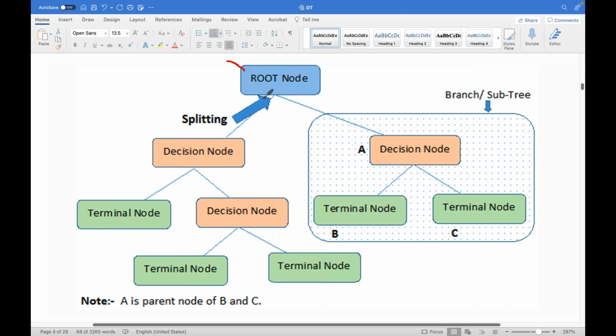The first entry node we are calling the root node, and the process of dividing into subnodes we are calling splitting. A node which can be split into another node we are calling a decision node. And a node which is unable to split into another node we are calling a terminal node. The entire subtree of one particular decision tree, if it is divided into other nodes, we are calling a subtree or branch. Okay, note this graph, guys.